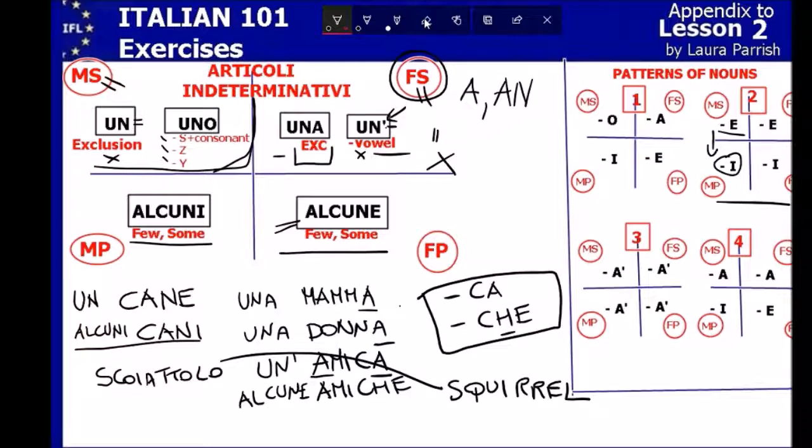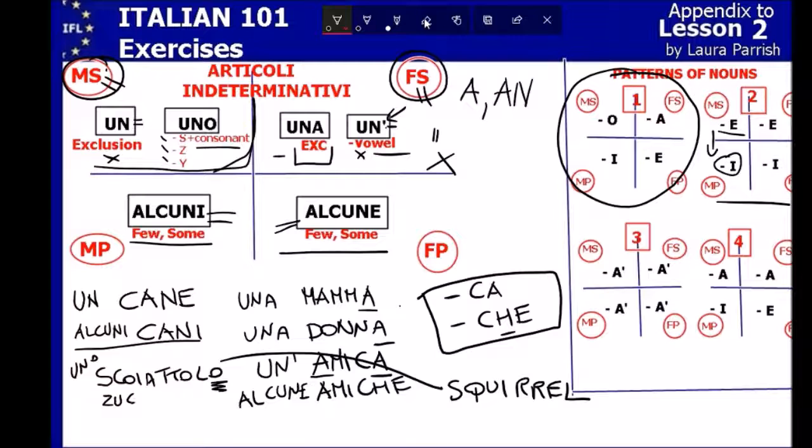Okay, this is scoiattolo. It belongs to this pattern that I remember is the most common. So memorize this one. We go here in the masculine singular, and we start with S plus consonant, yes. So the right article is uno scoiattolo. In the plural, you transform the O into E, and you will use this one. Anyway, let's do one more.